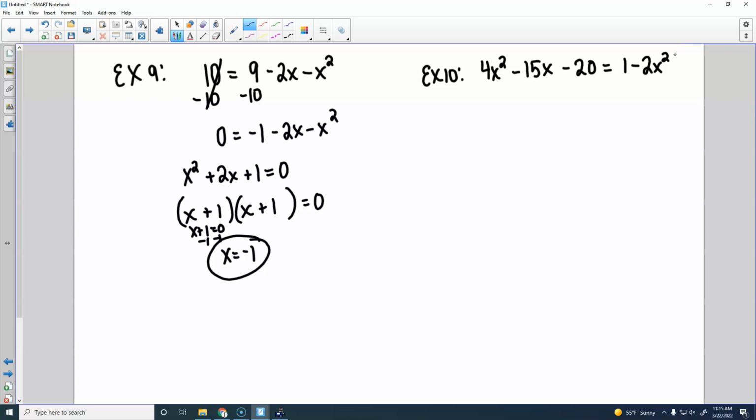So we got 4x squared minus 15x minus 20 equals 1 minus 2x squared. Zane, what do we have to do first on these problems?